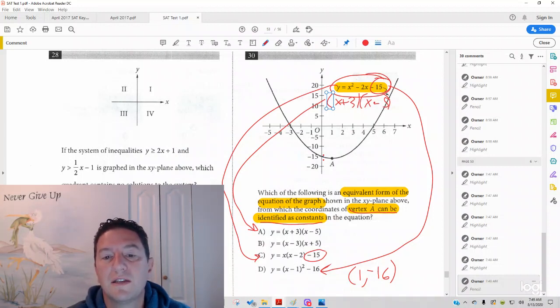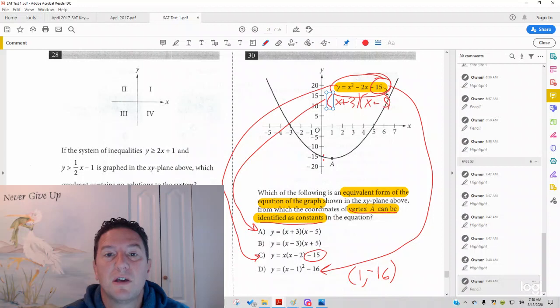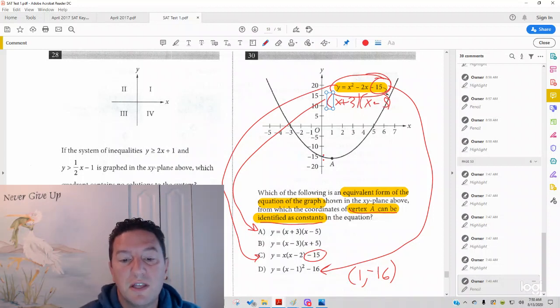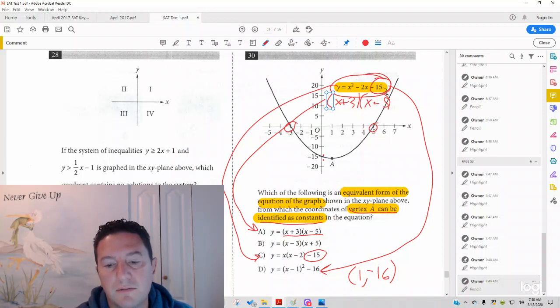If it were asking what expresses an equivalent form where the x-intercepts are listed as constants or coefficients, then the answer would be A. You could tell based on this form that the x-intercepts are negative 3 and positive 5, and you could also see that on the graph, negative 3, positive 5.